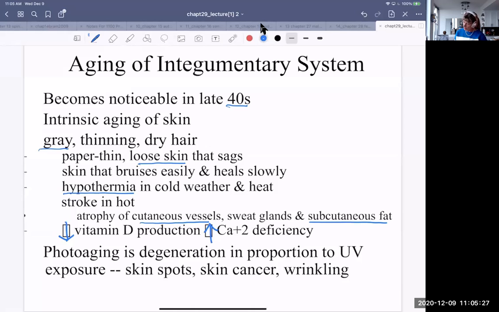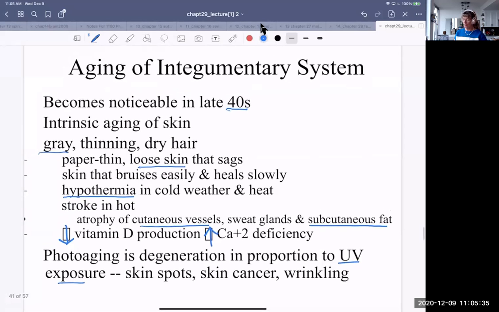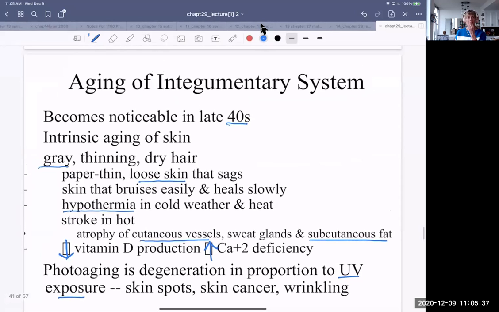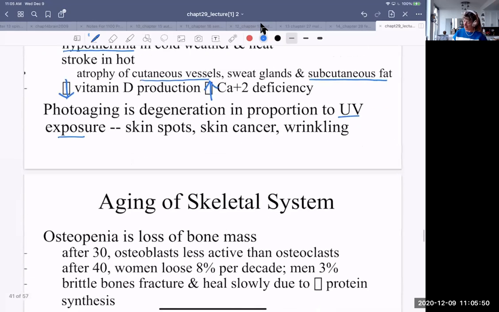Photoaging is degeneration in proportion to UV exposure. That results in things like skin spots, skin cancer, and wrinkling. So if you've played volleyball outdoors as much as I have, then you will get some aging. I have aging happening with my skin, especially with my neck. Nothing you can do about that, I guess.